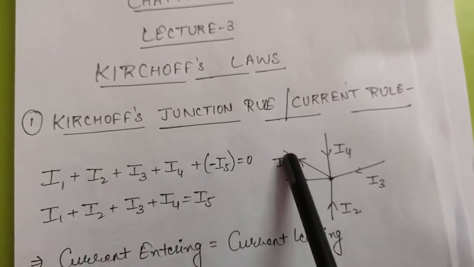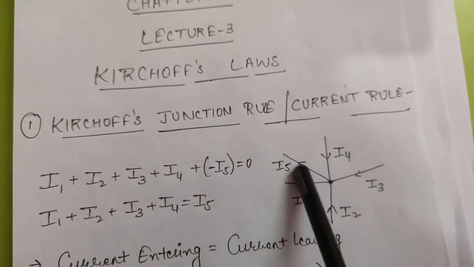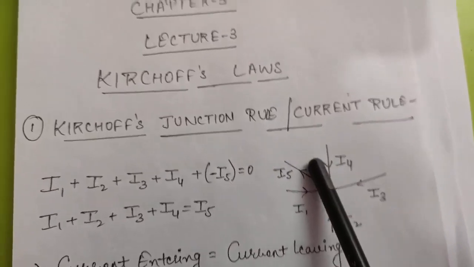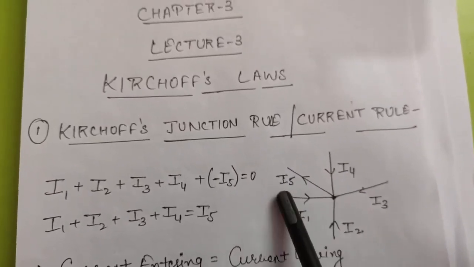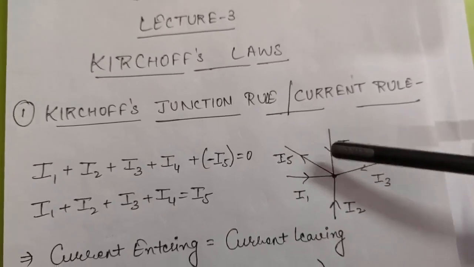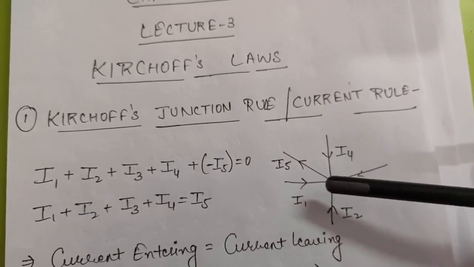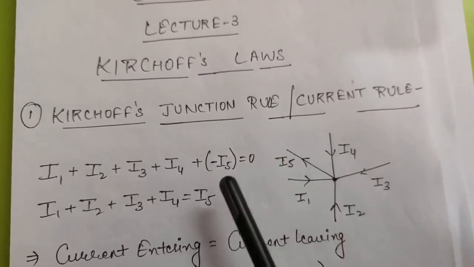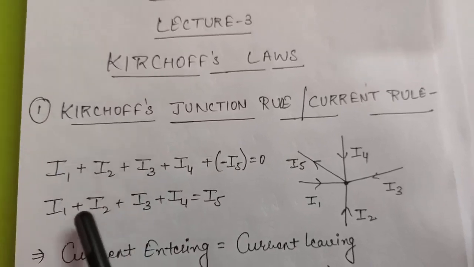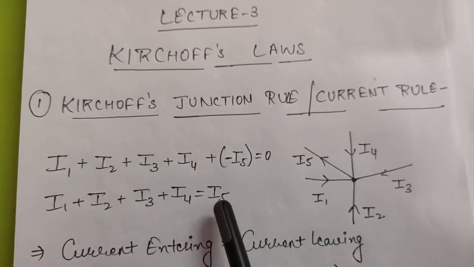Now look here carefully. I5 is in the opposite direction. So I5 will be taken as minus I5, because I am considering the direction coming inside to be positive, and I5 is going outside. So minus I5 is equal to 0, or from this equation I can say I1 plus I2 plus I3 plus I4 is equal to I5.